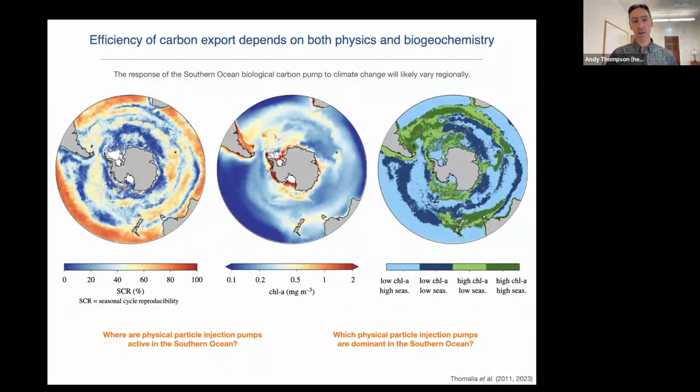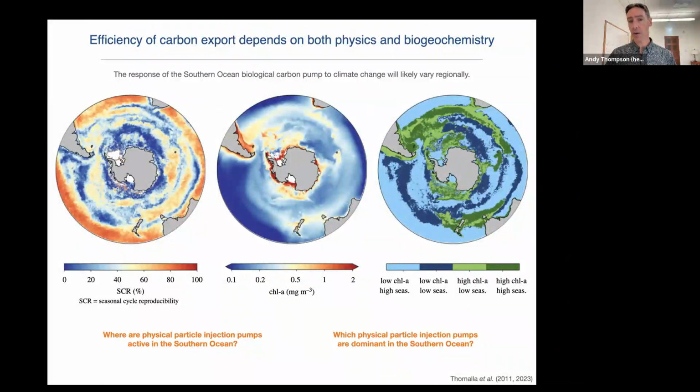And what's really nice in this paper is they say you need to take this, which is one picture of how the physics and biogeochemistry varies, and map it onto the biological properties. And in particular here, we're looking at surface chlorophyll values. And if you take those 2 plots together, you get the one on the right, which is essentially breaking down the Southern Ocean into a number of different biogeochemical and physical regimes. And even with these 4 sort of simple regimes, low and high surface chlorophyll, low and high seasonal cycle reproducibility, you see this very intricate spatial distribution of these regimes.